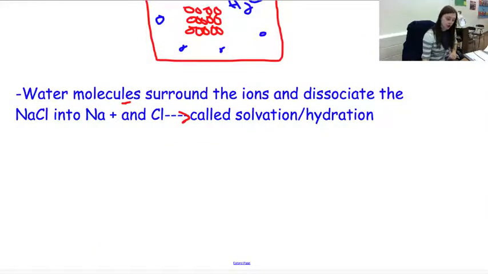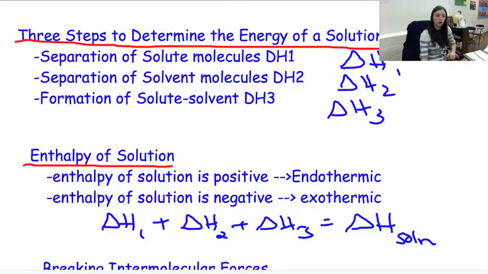Let's look at some energy changes that are associated with solution formation. There are 3 steps to determining the overall energy of a solution. We have the separation of your solute, which would be the Na and Cl in our last example, so how much heat or energy it takes to pull that apart. We have the separation of your solvent, because that has to be separated to attach on to the solute. And then we've got the formation of the solute-solvent interactions. We've got those 3 different kinds of energy to figure out whether the solution is endothermic or exothermic and whether you'll actually get a solution at all.